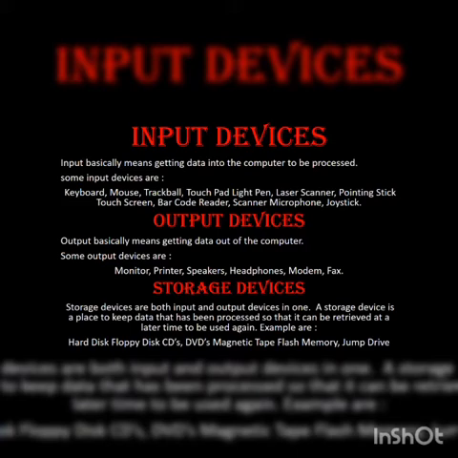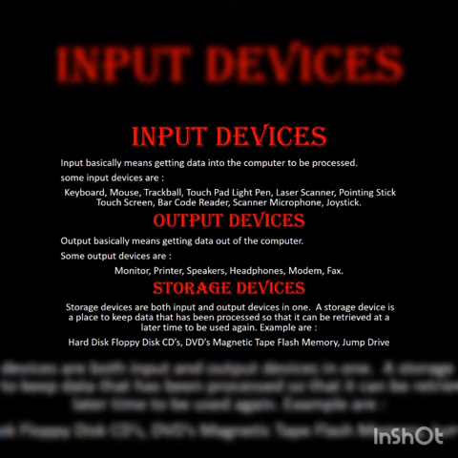Third one is storage devices. Storage devices are both input and output devices in one. A storage device is a place to keep data that has been processed so that it can be retrieved or regained at a later time to be used again. For example, hard disk, floppy disk, CDs, DVDs, magnetic tape, flash memory, etc.